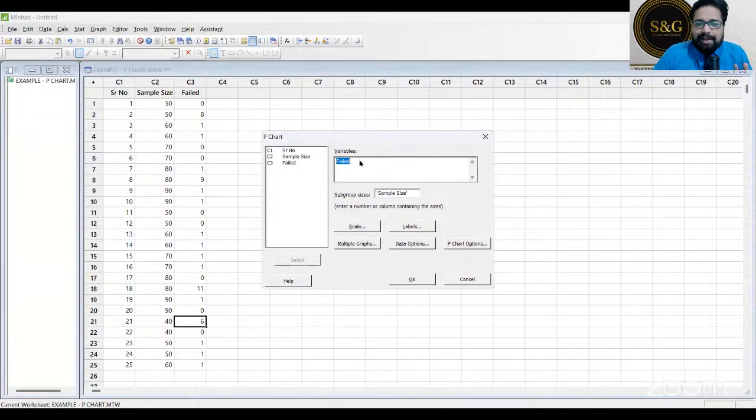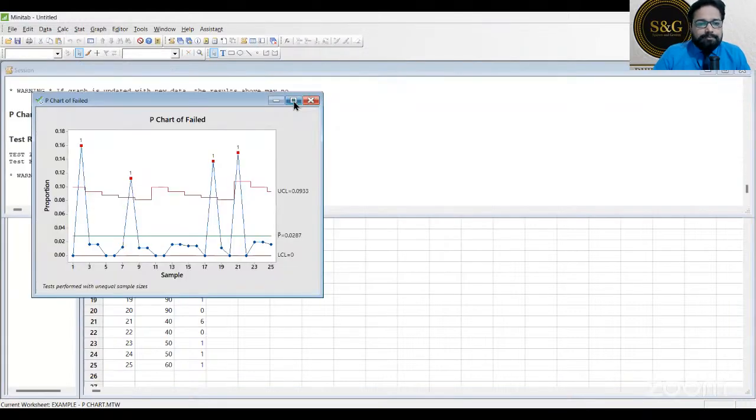So in this also failed will come, sample size will come, and just say okay, you will get a graph. This graph you will get.